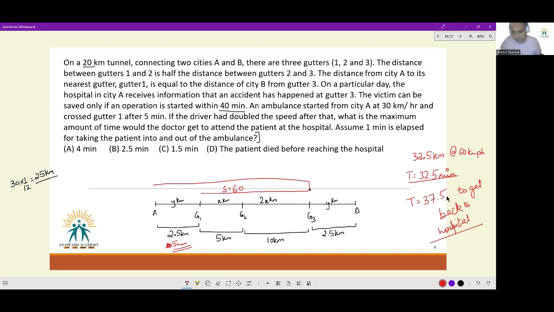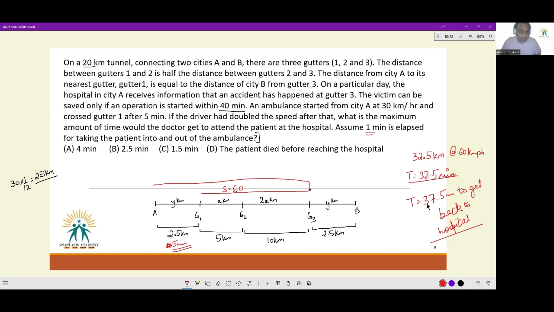It has taken 37.5 minutes to get back to the hospital. So what is the maximum amount of time the doctor would get to attend the patient at the hospital? Assume 1 minute is elapsed for taking the patient into and out of the hospital.